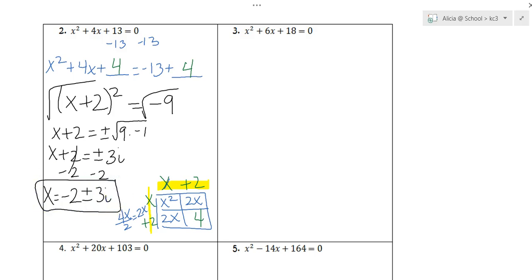I have 2 solutions, that plus and minus sign. So my 2 solutions are 2 imaginary solutions. Why? Because they have that i in there.